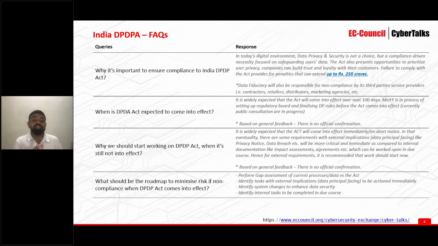There is a lot of work on the local, regional language part of it. So that's why I'm highlighting again that the critical things should start now, and some of the things can go along in a different, phased manner as and when the Act comes into effect. What should be the roadmap to minimize the risk of non-compliance with the DPDP Act? Perform gap assessments, identify tasks with external implications, as I talked about, identify system changes to enhance data security, and identify internal tasks to be completed in due course.